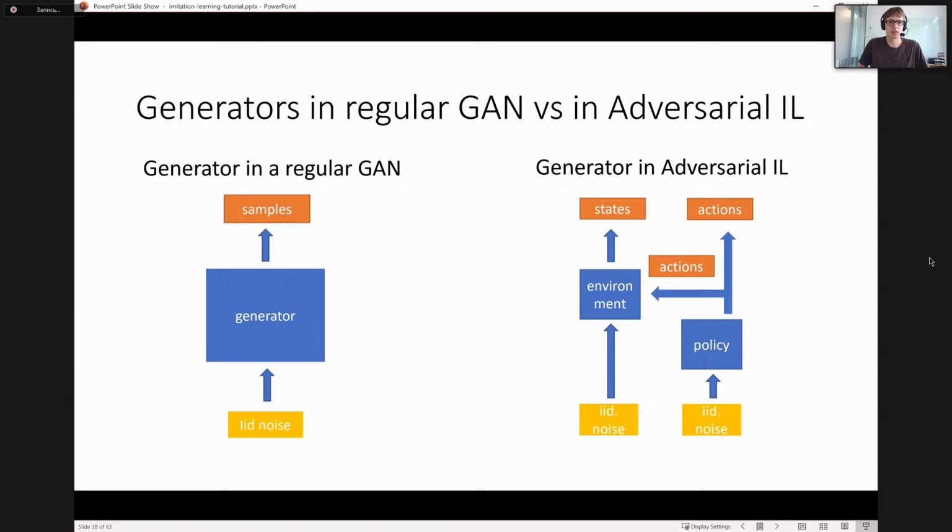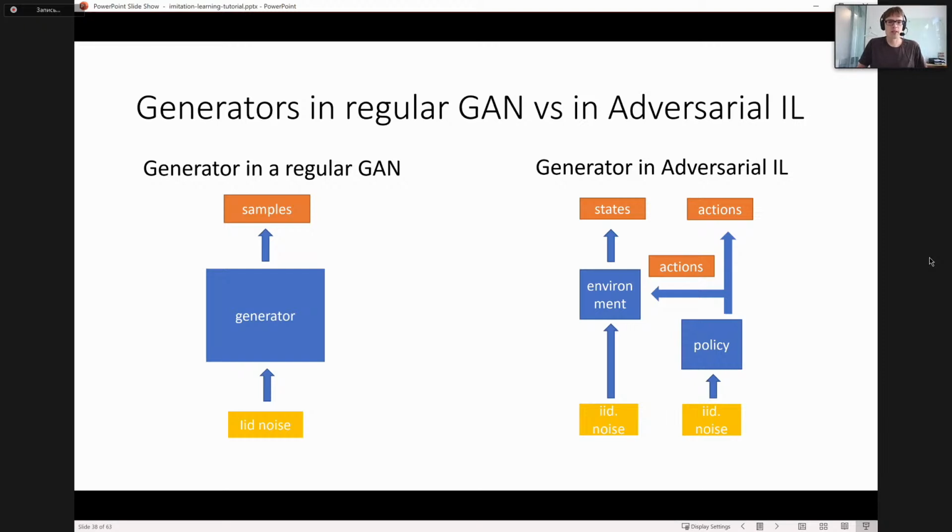Don't worry if you don't know about GANs. The core idea of doing this ancestral sampling to generate these things is very powerful, but it's also very easy. I'm taking some IID noise, pushing it through the generator network, and getting a sample. The samples in standard literature about GANs are typically images, although they could be any object. In imitation learning, the samples we're looking at are state action pairs.